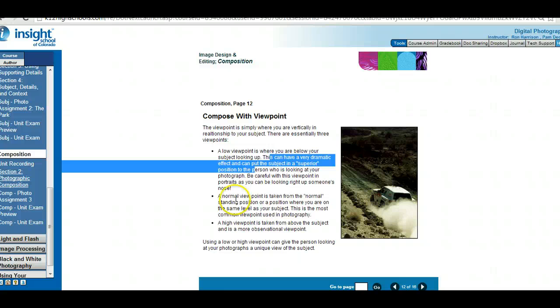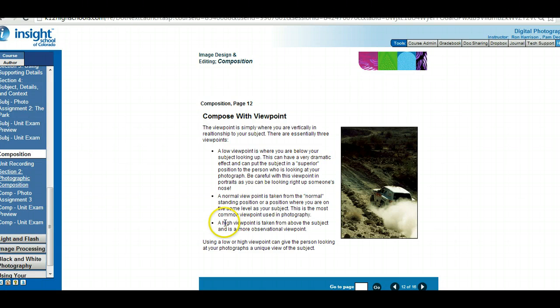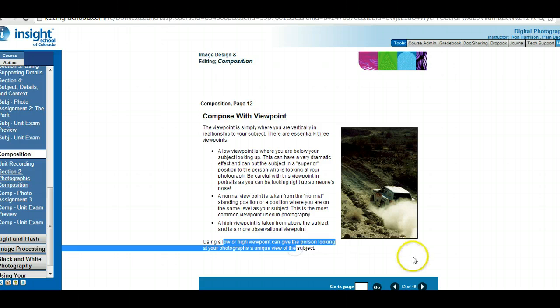dunking the basketball. Of course, normal view would be just at the level of your subject, and then high view would be taking a shot looking down. So this is kind of the high view over here. So think of different ways to take your pictures.